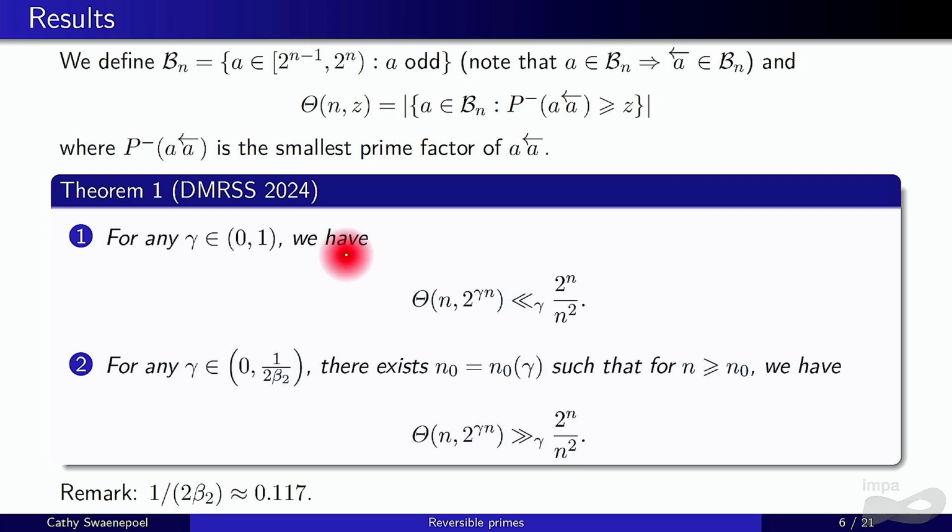So we prove that for sufficiently large n, theta of nz is also larger than some constant times 2 to the n over n squared. But here, for the lower bound, gamma is in a smaller interval. It has to be less than 1 over 2 beta 2, which is an absolute constant. This is about 0.117. I will say a few words later about this constant beta 2. So this is for theta of nz.